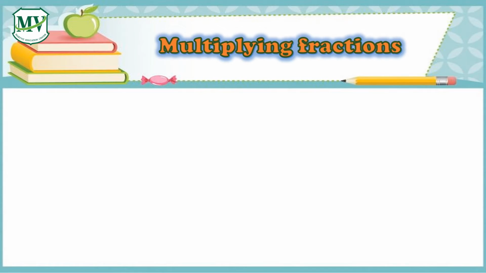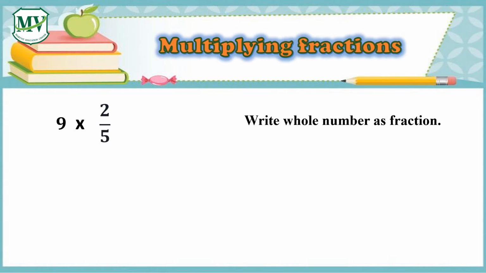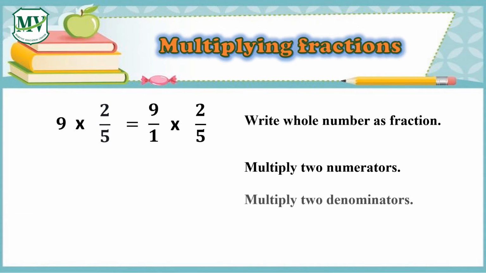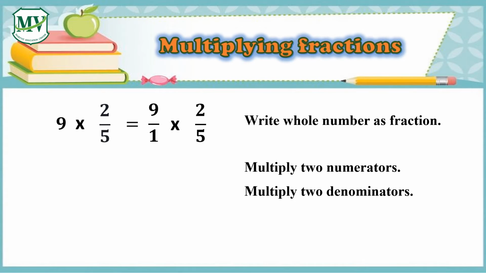Here's an example. We have 9 times 2 over 5. In this example, we have a whole number, so we need to write the whole number as a fraction. To do that, just write 1 as the denominator of 9. So we have 9 over 1 times 2 over 5. To multiply 2 fractions, we just multiply the 2 numerators and multiply the 2 denominators.